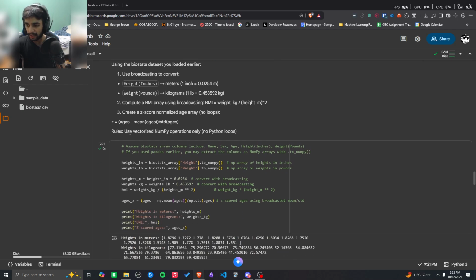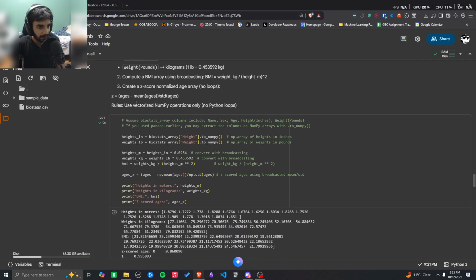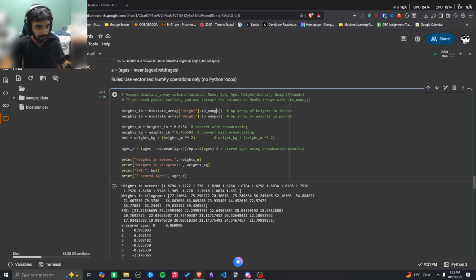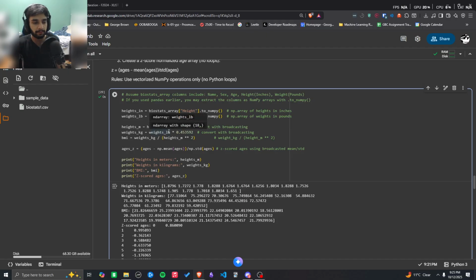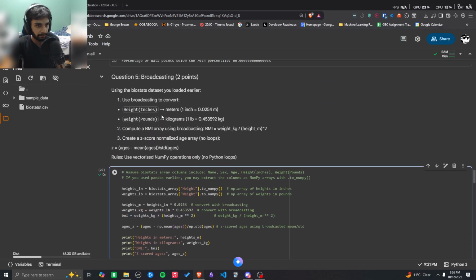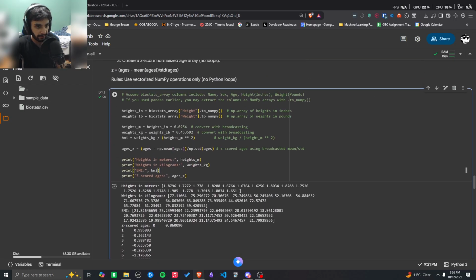Going into question 5, we have biostats, broadcasting. Essentially, we get the numpy array because we haven't done that before, and we just multiply the whole array by this to get it in meters and this to get it in kilograms, and we find the BMI given the formula up above. Z-score is essentially scaling this and normalizing it.